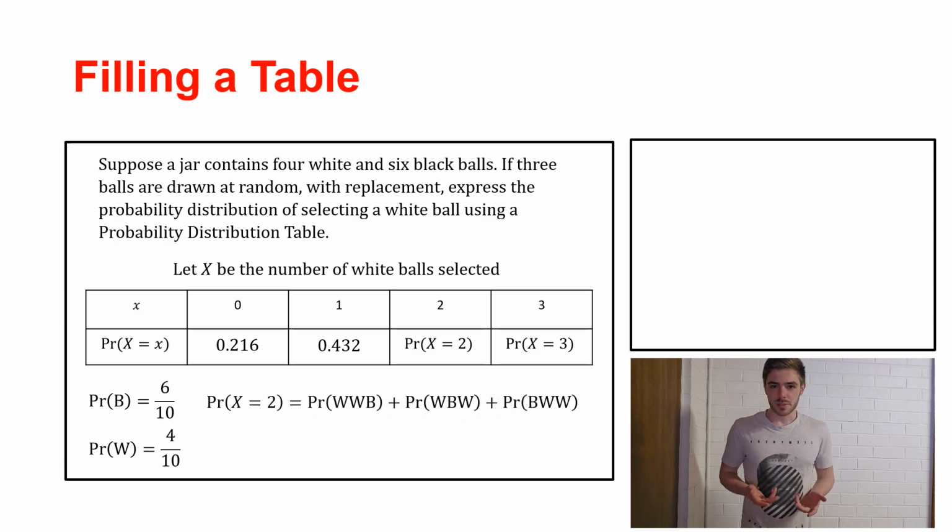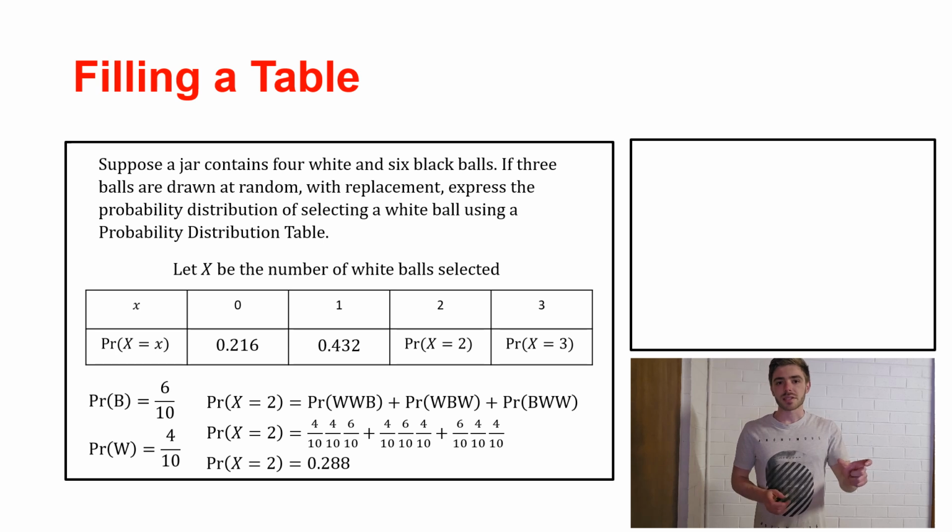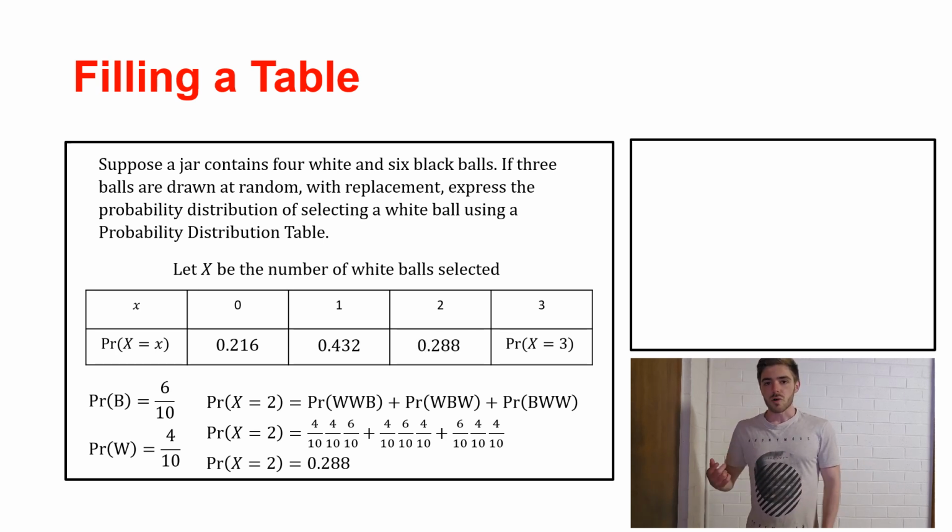X equals 2 is only mildly different. The only difference here is that instead of having 2 6 out of 10s and 1 4 out of 10, you're going to have two 4 out of 10s and one 6 out of 10. And again, those can be arranged in any order. If you count out the number of possible combinations, it's just going to be the same thing as multiplying that first one by 3.